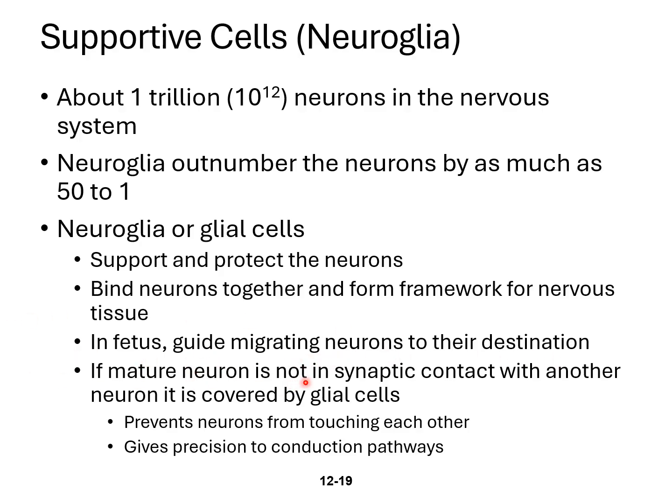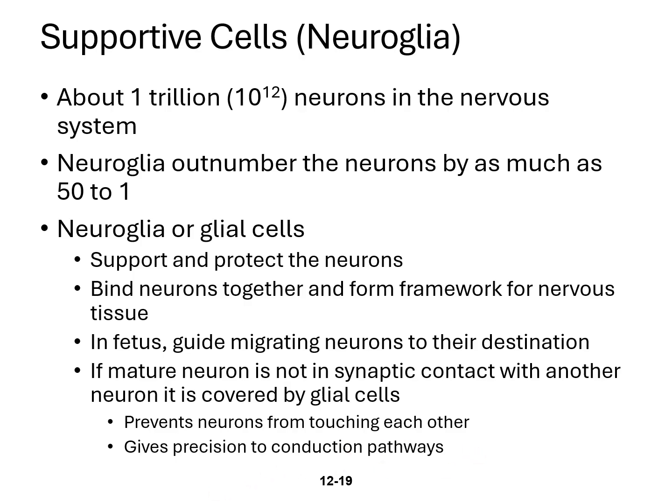If mature neurons are not in synaptic contact with another neuron, they are covered by glial cells, and these glial cells prevent neurons from touching each other, but also help with the conductive pathway. They do this because they form that little synaptic cleft between neurons, allowing the neurotransmitters to pass and helping the conduction down the axon.